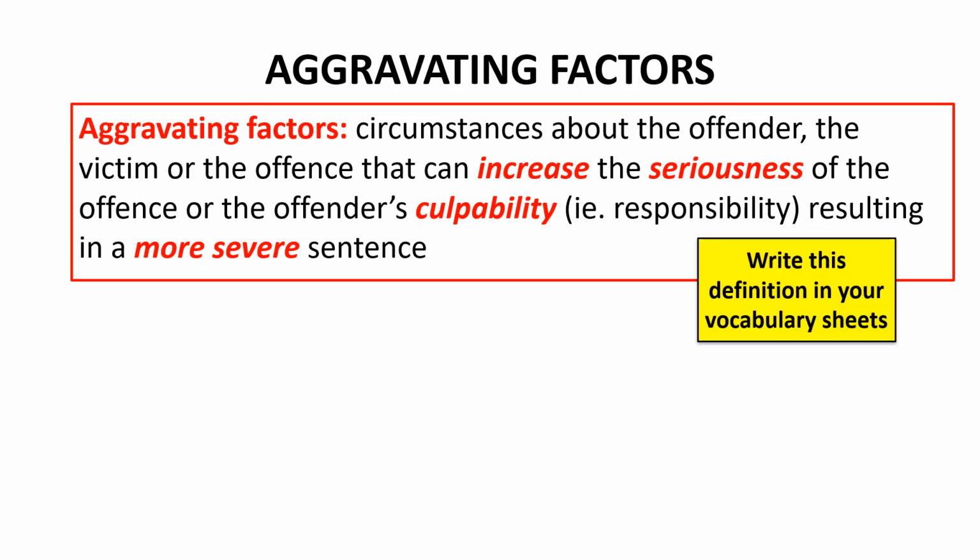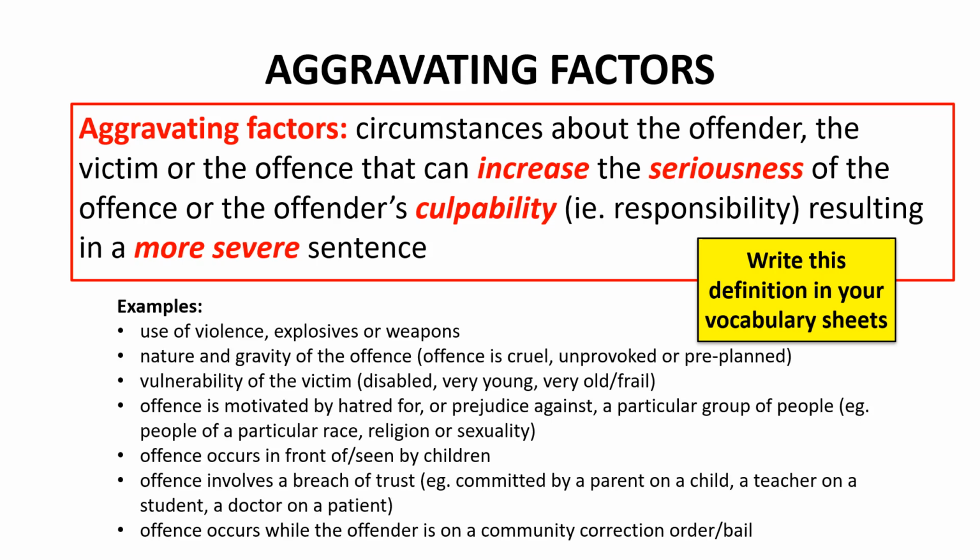Look down the left-hand side of your vocabulary sheets, find the term aggravating factors, and write this definition in there. In short, aggravating factors are circumstances that result in the offender receiving a more severe sentence. There are a number of circumstances that may be aggravating factors, and I've set out some examples of these below.